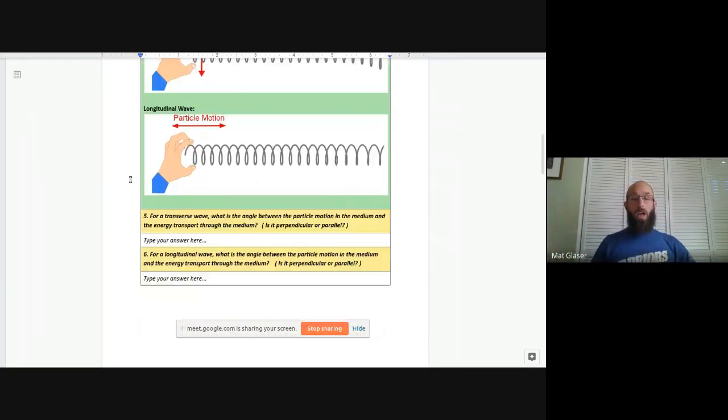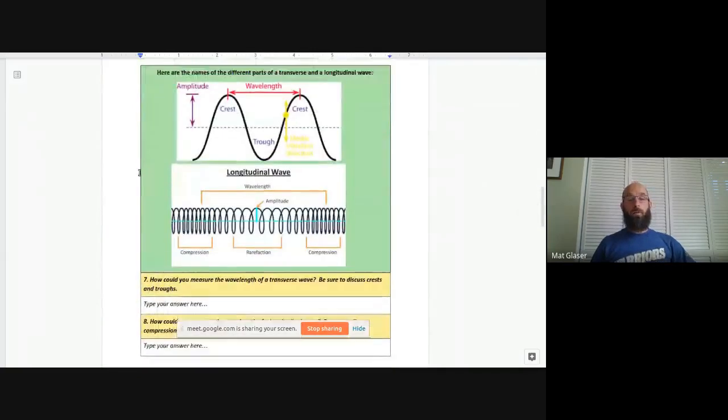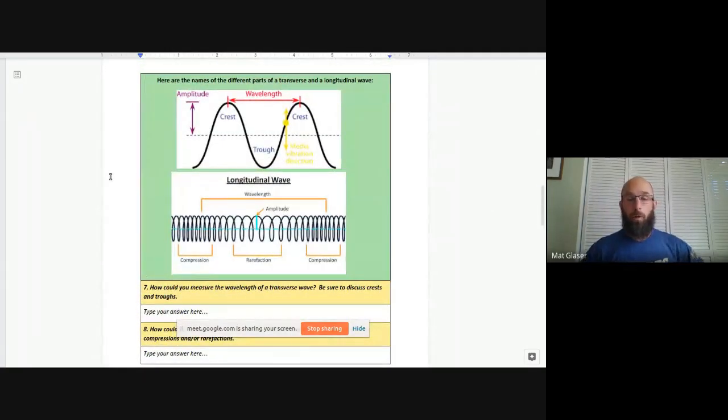Then I'm going to scroll down to the third page. Sometimes I call this the anatomy of a wave. These are the parts of a wave. The one on top, the transverse wave, you're probably more familiar with. Lots of you did this in middle school. The crest is the high part. The trough is the low part.